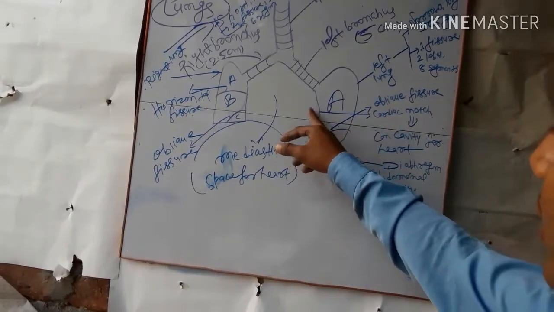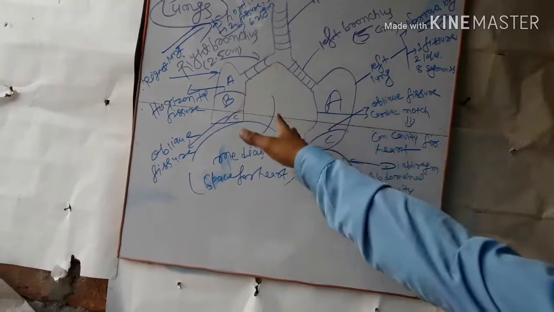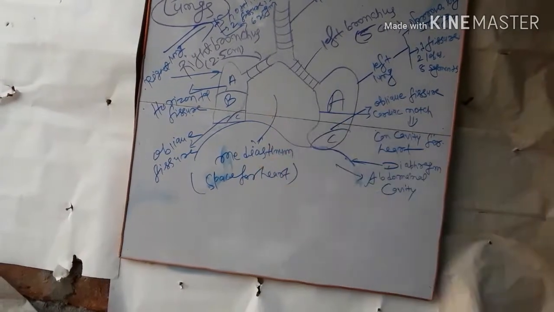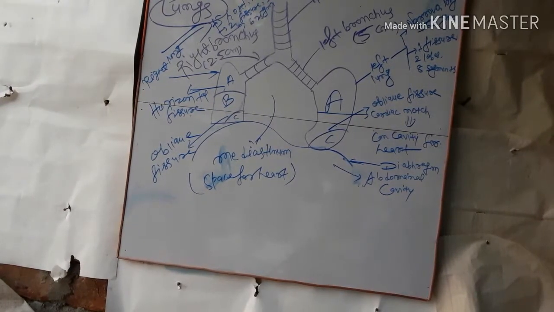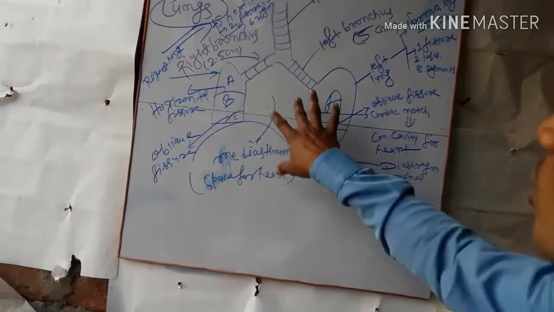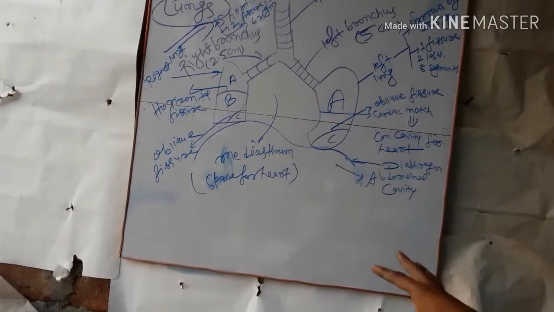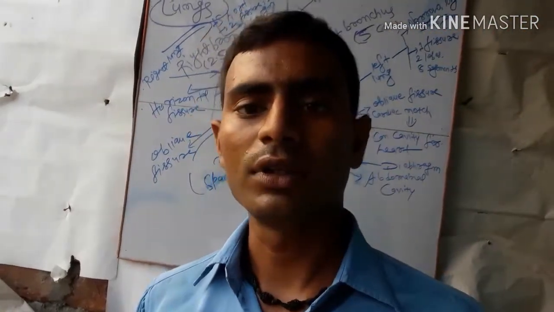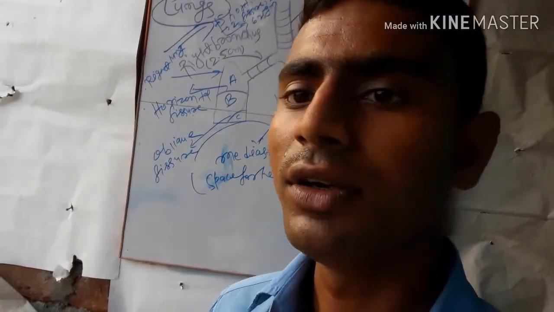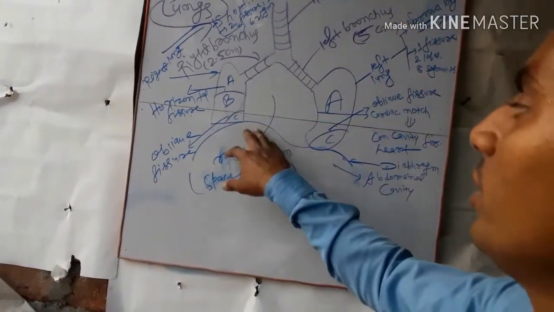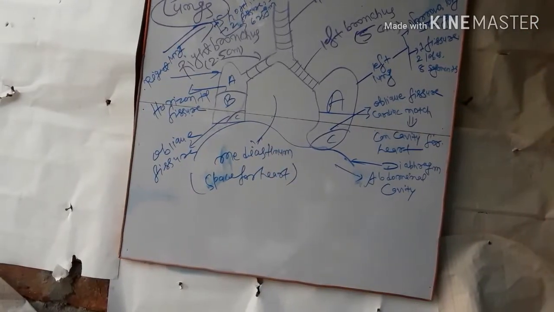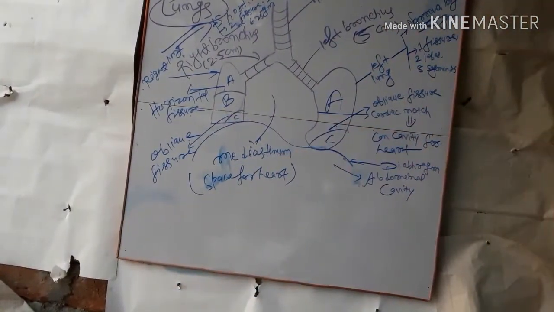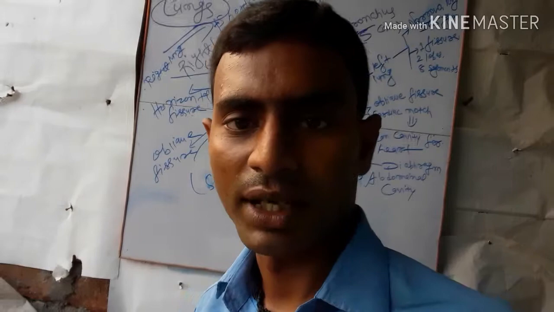This is the cardiac notch, and the cardiac notch is the cavity for the heart. Cavity means space. Below the lungs, the diaphragm is present. So this is the diaphragm. Below the diaphragm, the abdominal cavity is present.